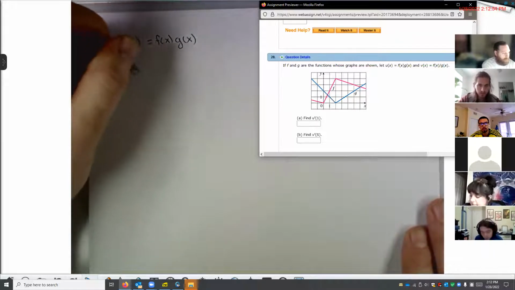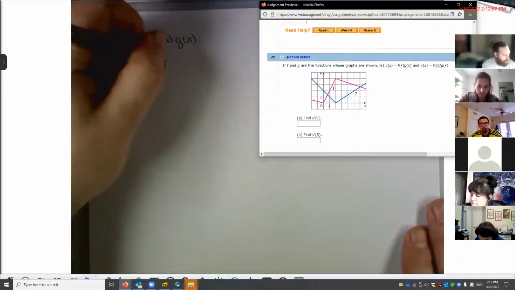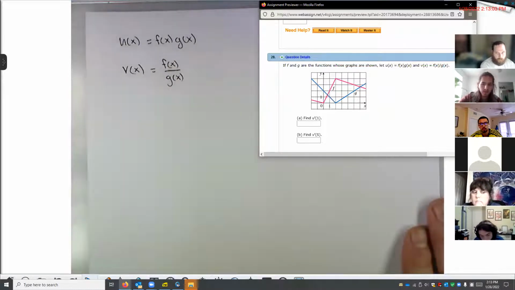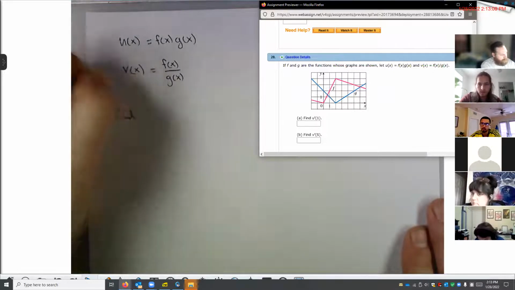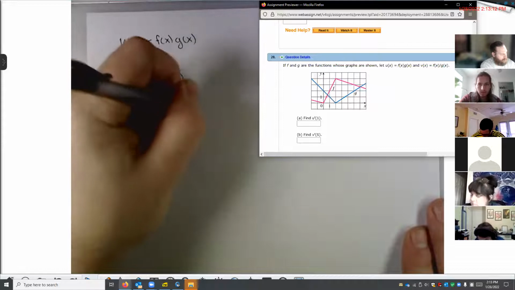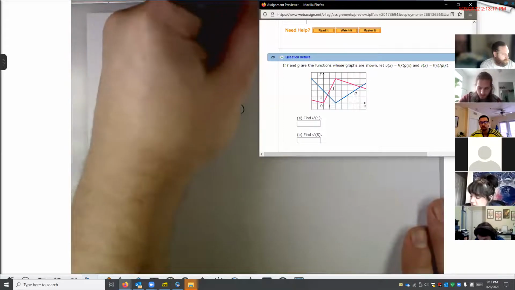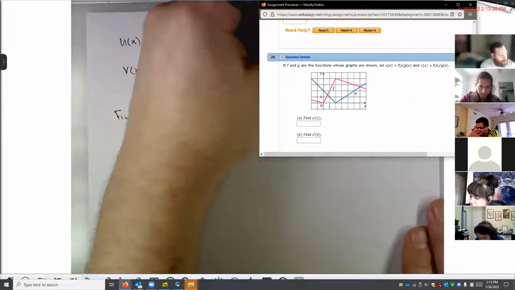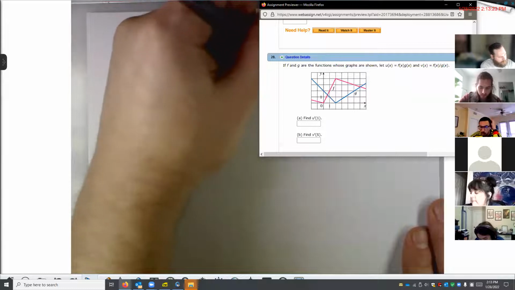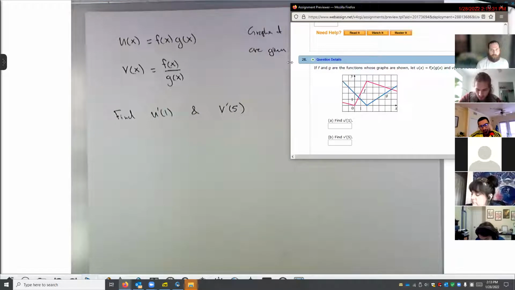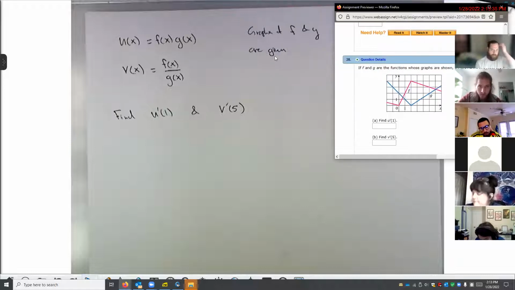And the function v is f over g. And we want to find u primed of 1 and v primed of 5. And the graphs of f and g are given. All right, and they're piecewise linear. So let me just shrink this out of the way a little bit. Graphs of f and g are given.